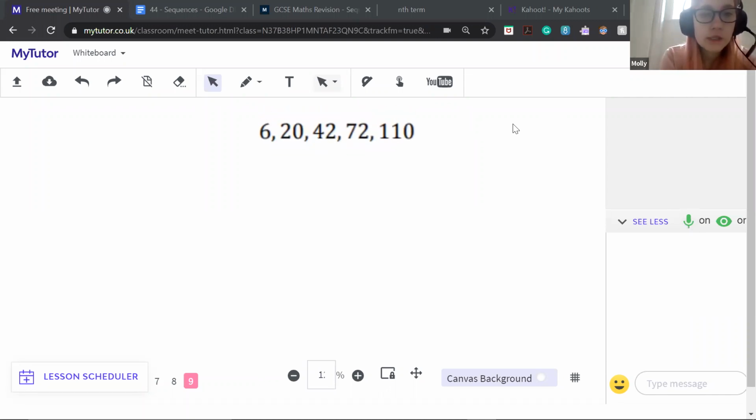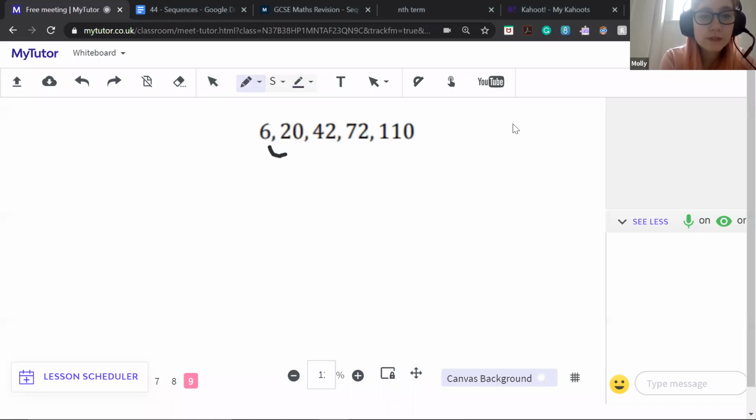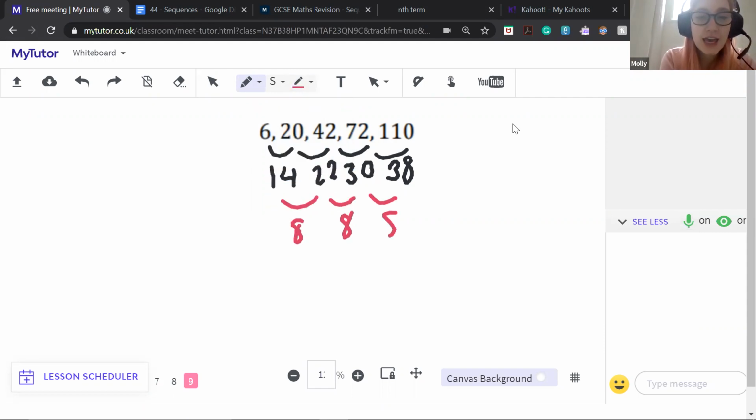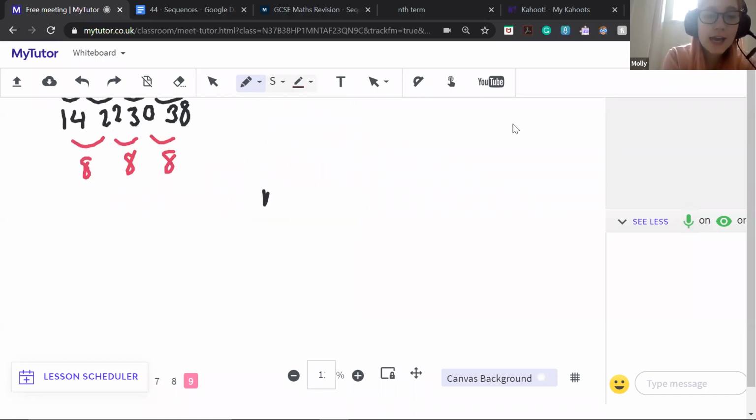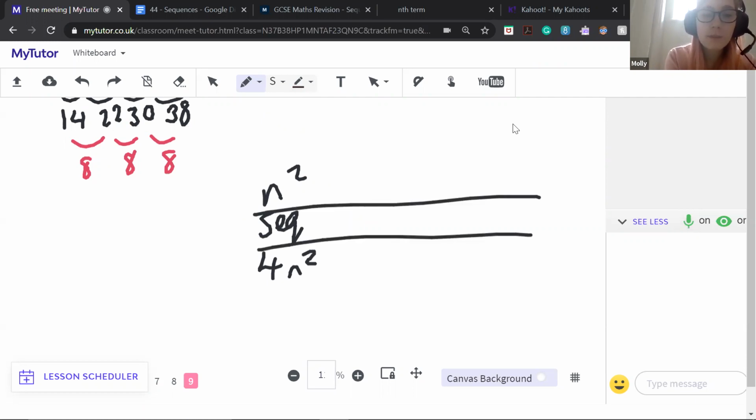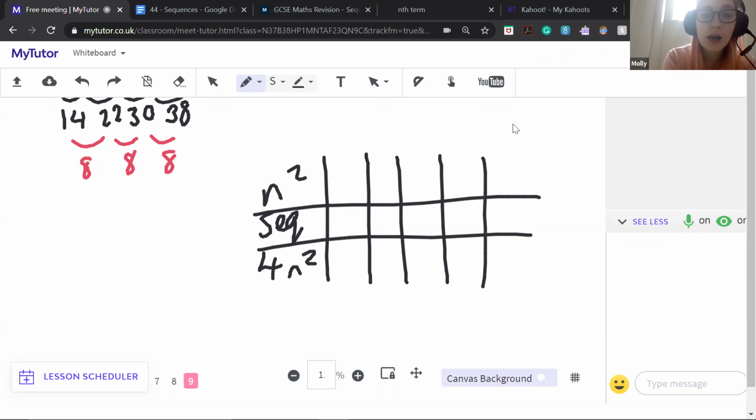Okay, so first thing that we're going to do is write down our common difference. So 14, 22, 30, 38. Not common, so we write the next one. 8, 8, 8. Perfect, they're the same. So we half that and we know it's a 4n squared. So we write what we always write, n squared, the sequence, and our 4n squared this time. Remember, our n squared is just there to help us write our 4n squared. Because n squared, we get used to writing, we can write this very easily. Now multiply all of that by 4.